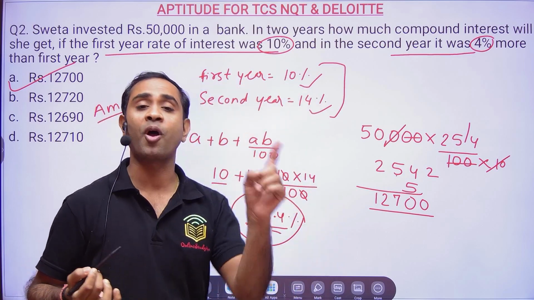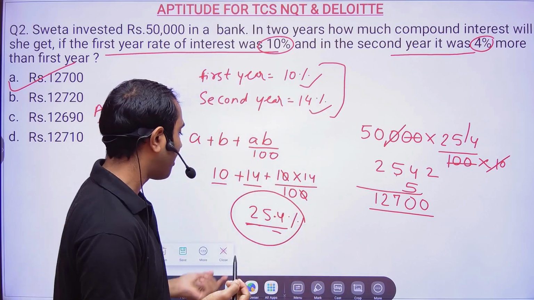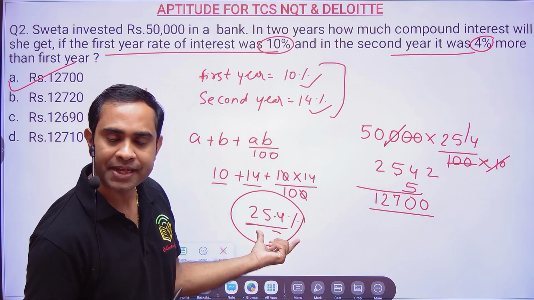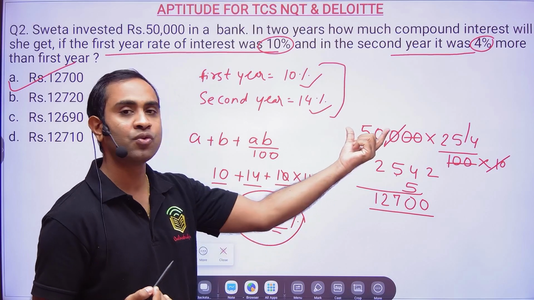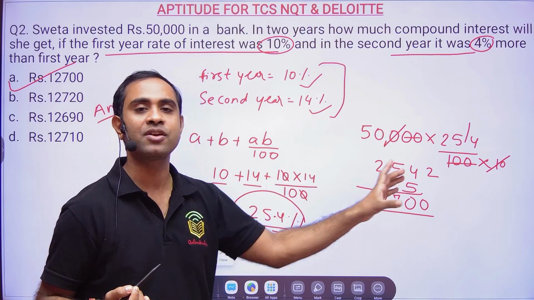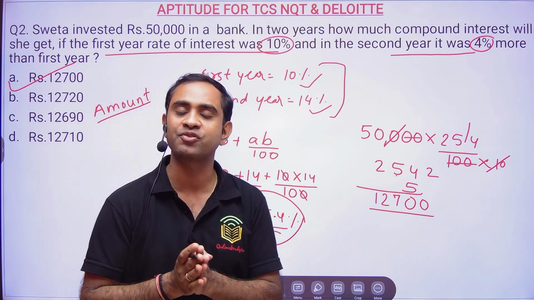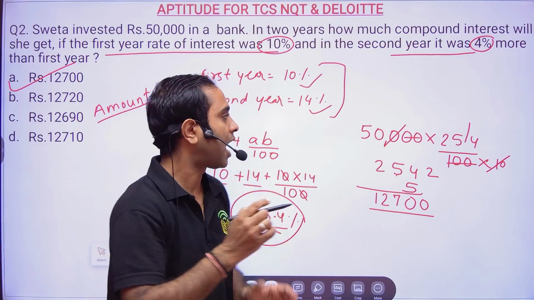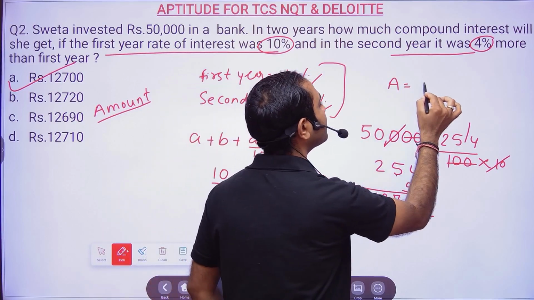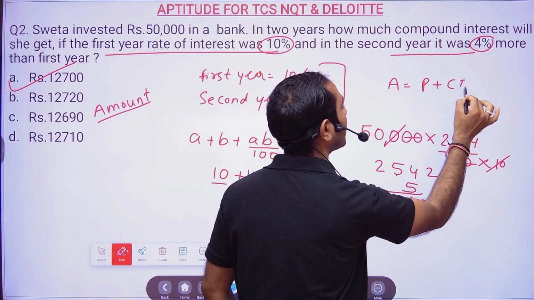Now in the same problem, if they had asked you to calculate the amount, then instead of 25.4 you should have written 125.4. That's all, because the amount is nothing but principal plus compound interest.